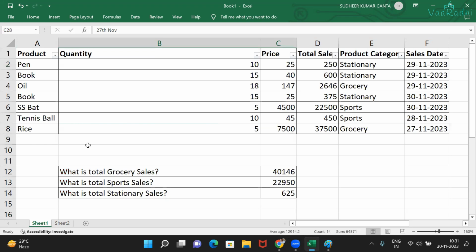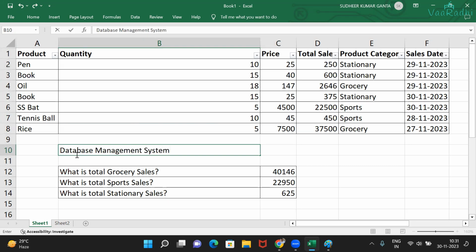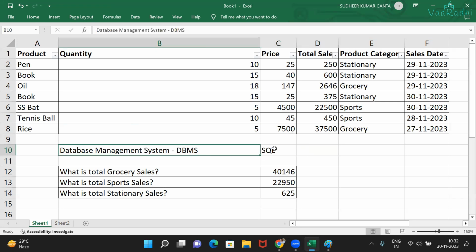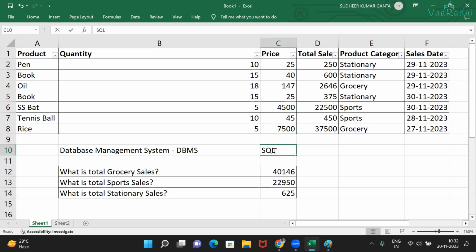That's why a new system called a database management system, DBMS, was introduced, and we deal with data in that system using a language called SQL, structured query language.